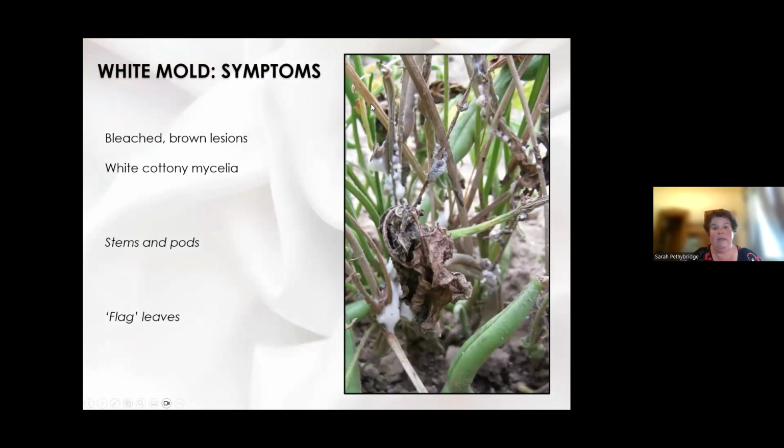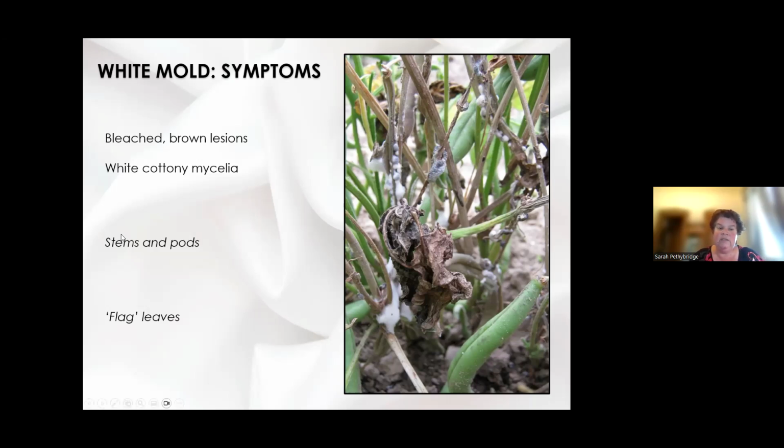So I'm sure if you're a dry bean grower, you would be familiar with white mold symptoms, but here's a picture of some. There's bleached brown lesions, as you can see here, on the stems and the pods. It doesn't usually affect the leaves directly. And the telltale thing that it's white mold is that we're getting the production of this white cottony mycelia on those diseased plant parts. And after that, you get the production of the black sclerotia. Now, the sclerotia are the resting bodies of the fungus that fall back onto the soil surface, and in that way, it can survive between seasons to cause disease in subsequent crops.